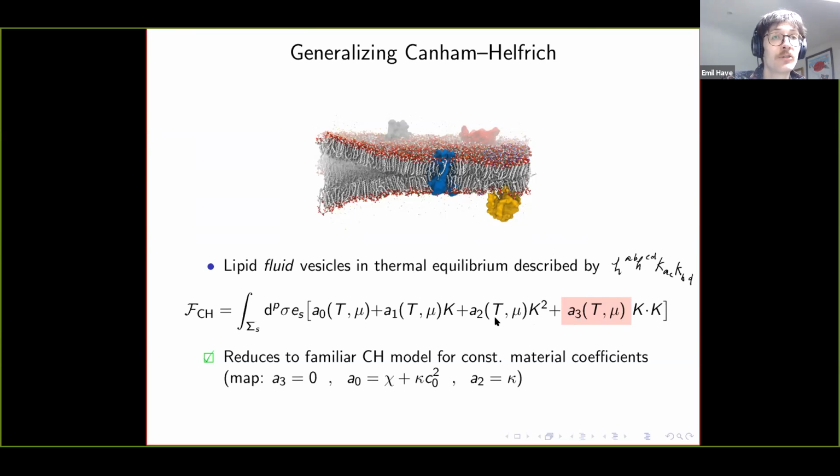Usually these are related. When these coefficients are constants, these two terms are related by the Gauss-Codazzi equations. Once these terms depend on the geometry, that is no longer true, and you get a new term that splits away from the K squared term. And this, of course, reduces to the Canham-Helfrich model if you set these equal to certain constants. The map is given here, although it's not particularly important what the exact map is.